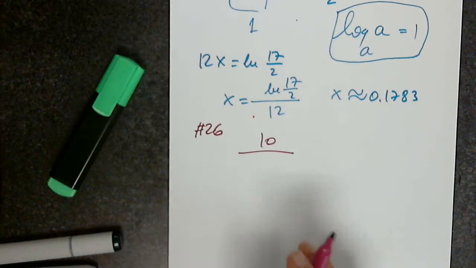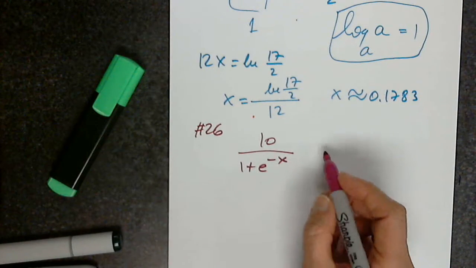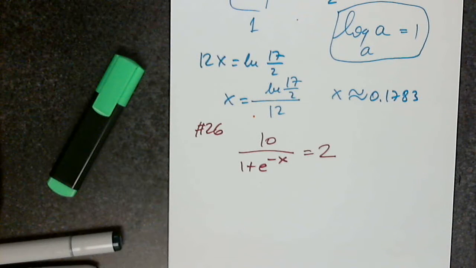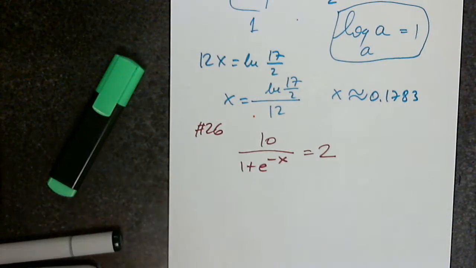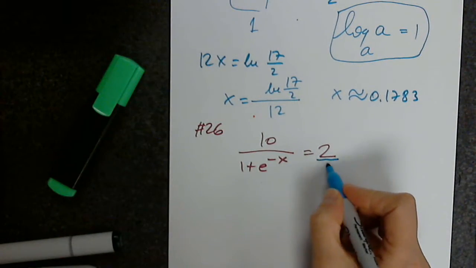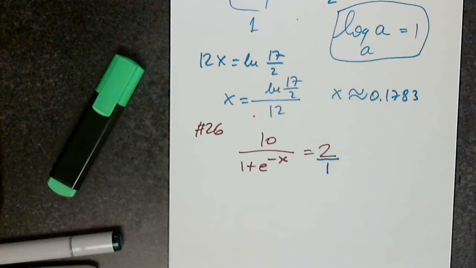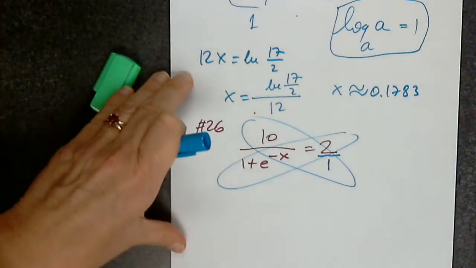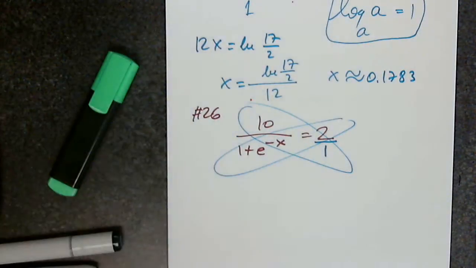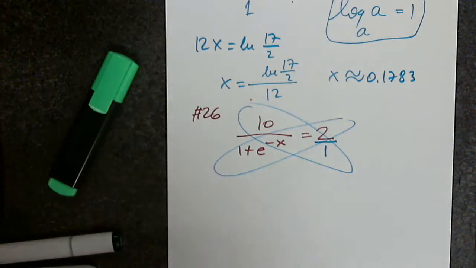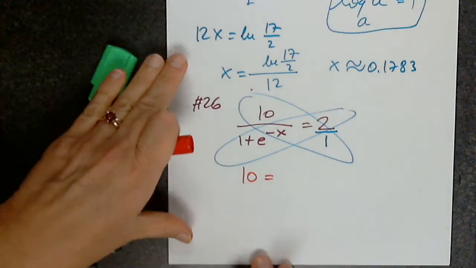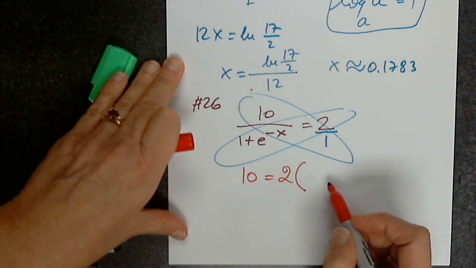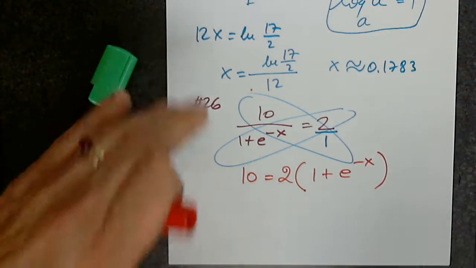10 divided by 1 plus e to negative x equals 2. Now here's my hint. What am I telling you with this? Exactly. This is a proportion. So cross multiply. So what will you write? 10 indeed equals, do not distribute, 2 times the quantity 1 plus e to negative x. Do we accept this?